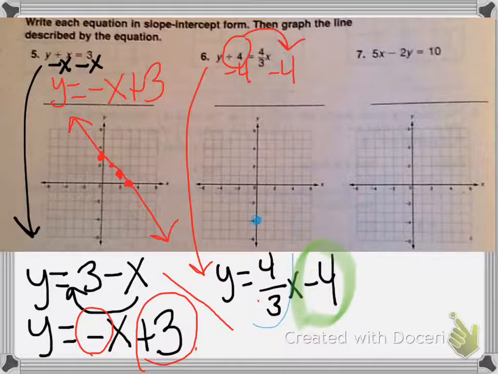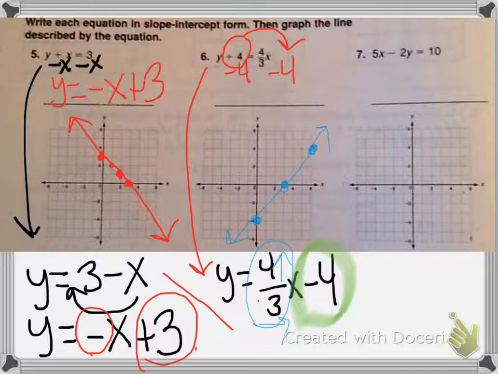Then my slope says I'm going to go up 4 to the right 3. I know I go up because it's a positive. Positive means you go up. Negative means you go down. So from here I'm going to go up 1, 2, 3, 4 over 1, 2, 3. I've got 3 points. Connect and draw your arrows.